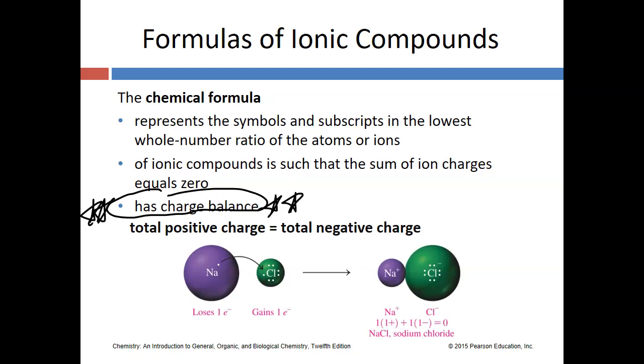Since oxygen has a -2 charge and sodium has only a +1, I would need 2 of those sodiums to balance out the charge. The chemical formula there would be Na2O. And if I had nitrogen instead of oxygen, -3 charge for the nitrogen, +1 for the sodium, I would need 3 of those sodiums to balance out the charge of the nitrogen. All that would change is the formula itself.